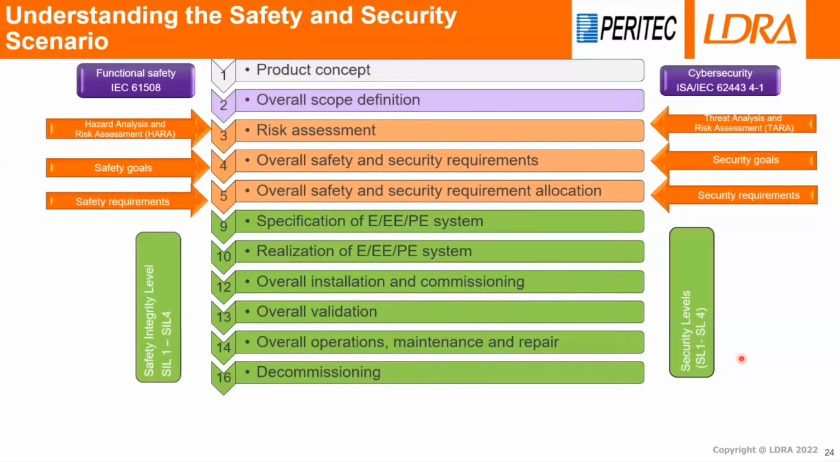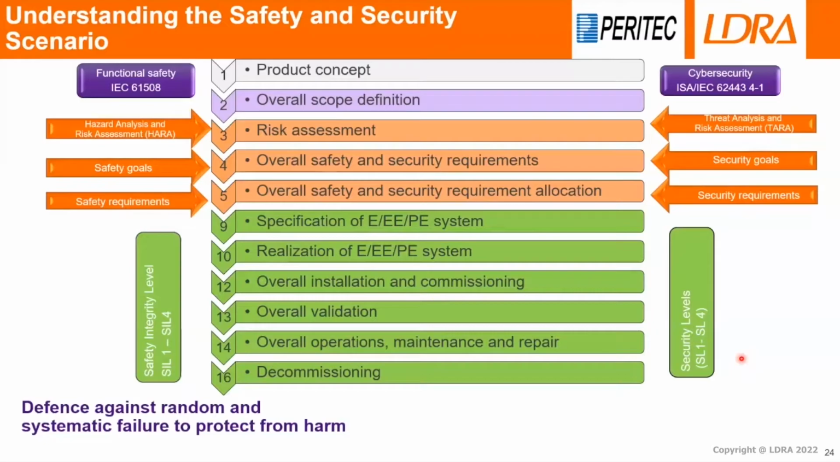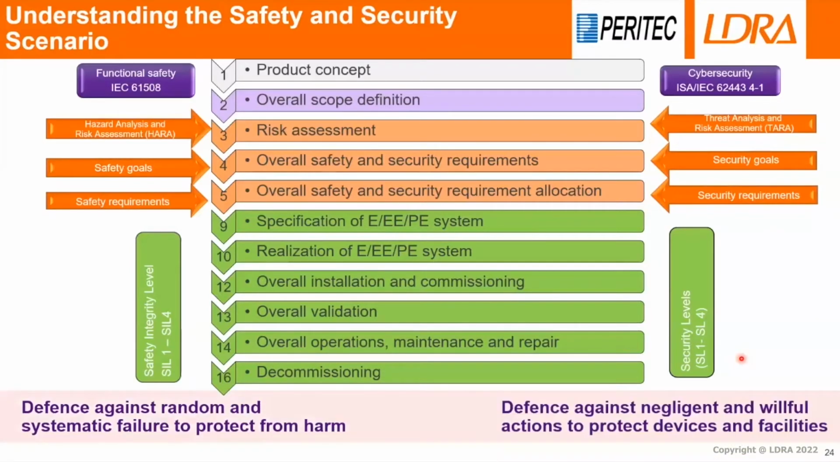So once you do this analysis, you can actually classify your product into a safety integrity level as well as a security level. So in safety, we are performing a defense against random and systematic failures so that there is no harm. And in security, we are performing the defense against negligent and willful actions to protect the devices and facilities.